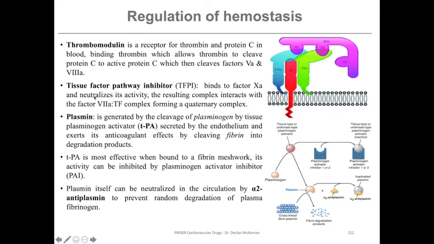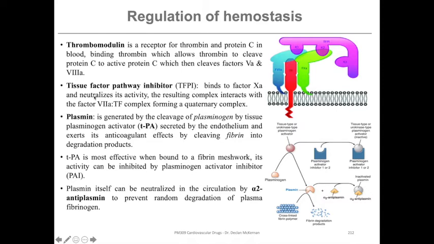Plasmin is generated by the cleavage of plasminogen by tissue plasminogen activator, or TPA. This gets secreted by the endothelium and exerts an anticoagulant effect by cleaving the fibrin into degradation products, as shown in the diagram on the bottom right. This will become important in the next lecture when we come to talk about fibrinolytics.